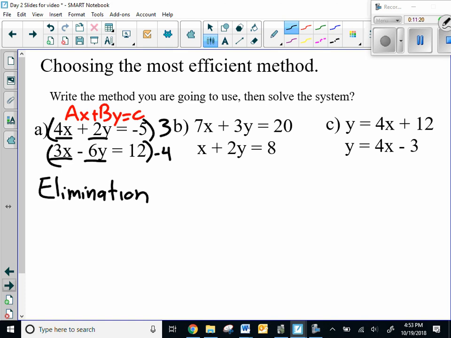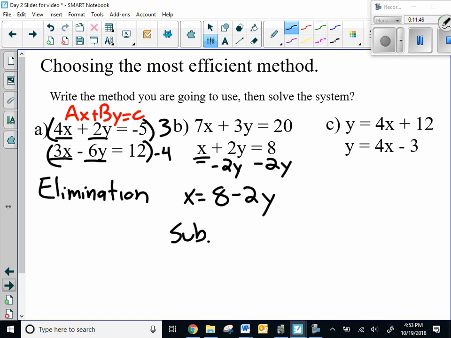Well, again, standard form, so we're not going to want to do graphing. Is there anything that we could get alone easily? Oh, yeah, look at that x. That'd be real easy to get alone. All we'd have to do is subtract 2y from both sides. We get x equals 8 minus 2y. And then substitution is going to be pretty easy. So here, I'd use that method we just learned, that's substitution.